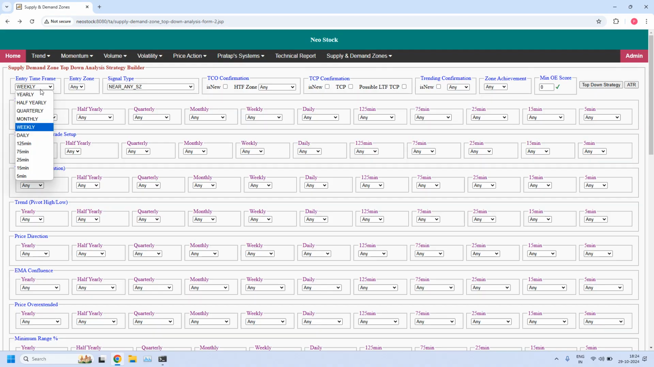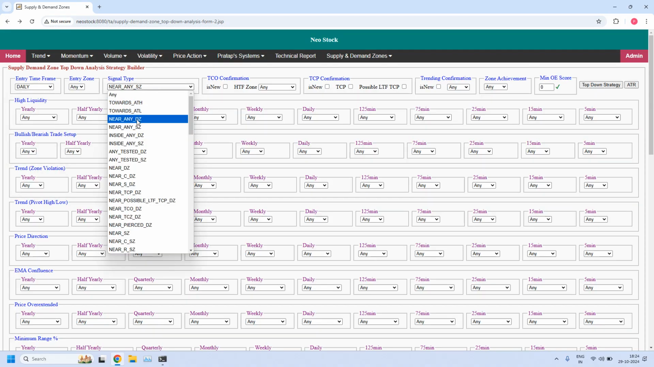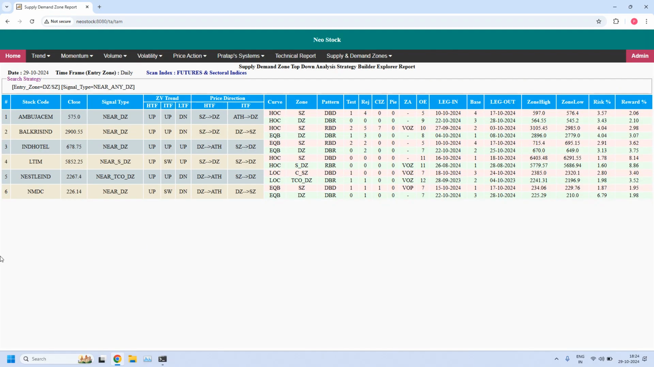Next time frame is daily. Let's find the stocks near daily demand zone. 6 stocks are filtered. Let's identify high liquidity zones from this list. In LTIM, L&T Infotech Mindtree, we have one high liquidity demand zone. That's it. This is the only one high liquidity daily demand zone from this list.